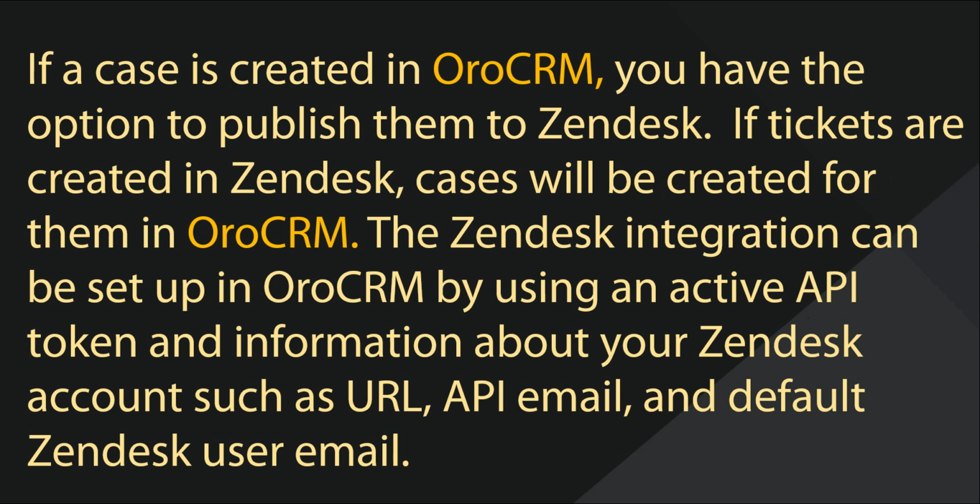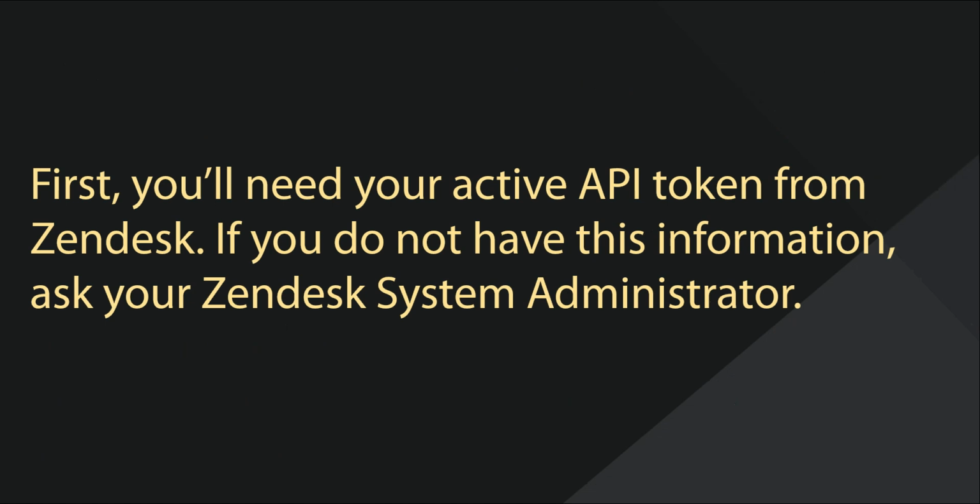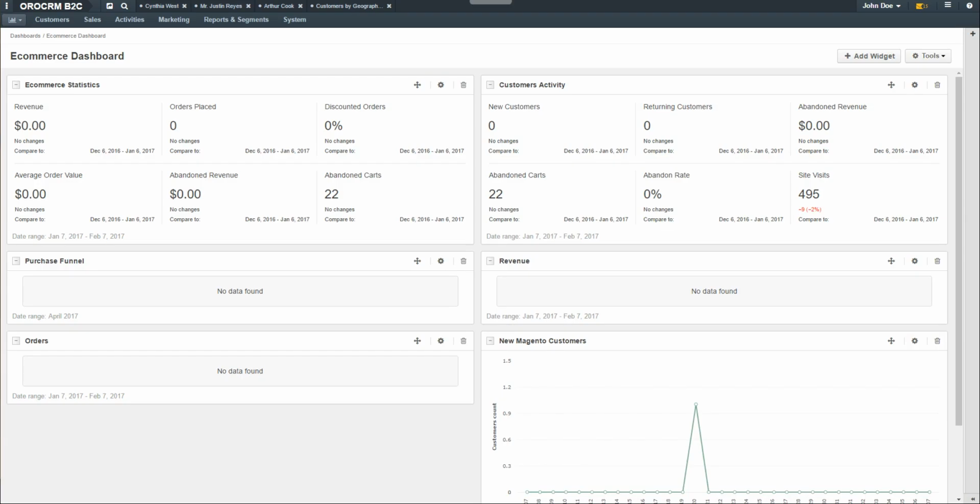The Zendesk integration can be set up in OroCRM by using an active API token and information about your Zendesk account, such as URL, API email, and default Zendesk user email. First, you'll need your active API token for Zendesk. If you do not have this information, please ask your Zendesk system administrator. To integrate Zendesk into OroCRM, navigate to the main system menu and use the drop-down to select Integrations and then Manage Integrations.